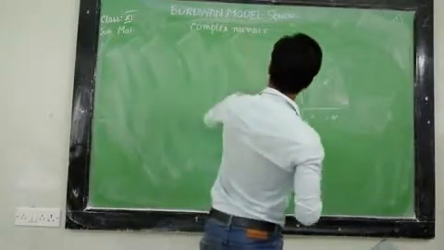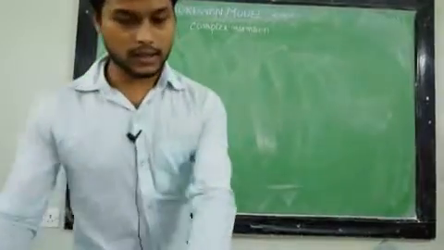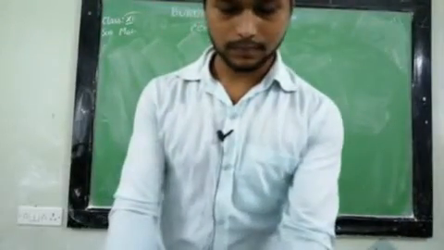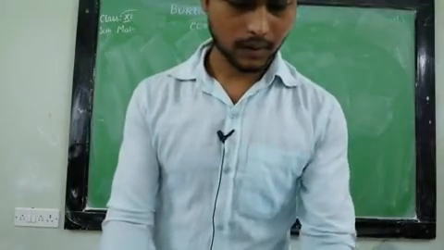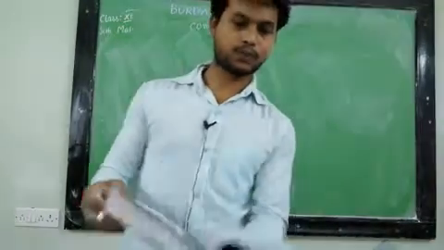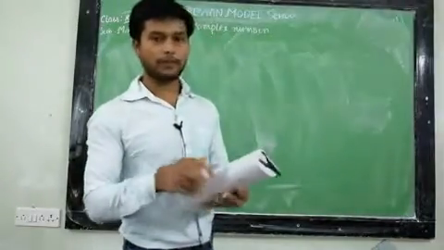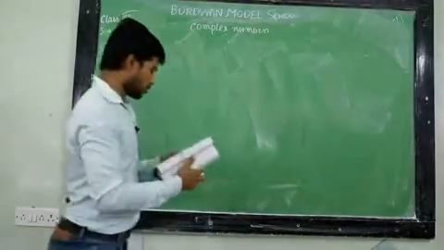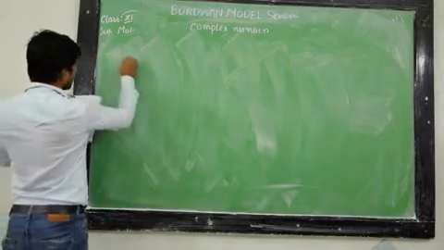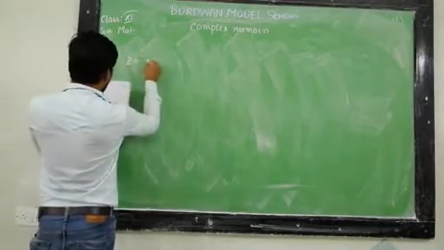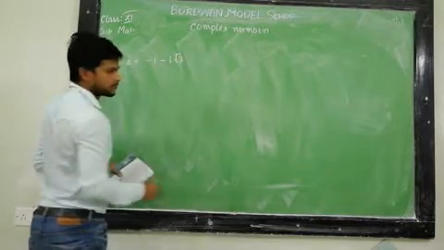Now with the help of this concept, we'll solve a few problems from your exercise number 5.2. Find the modulus and argument of the following complex numbers. So the first question is z equal to -1 minus i√3.